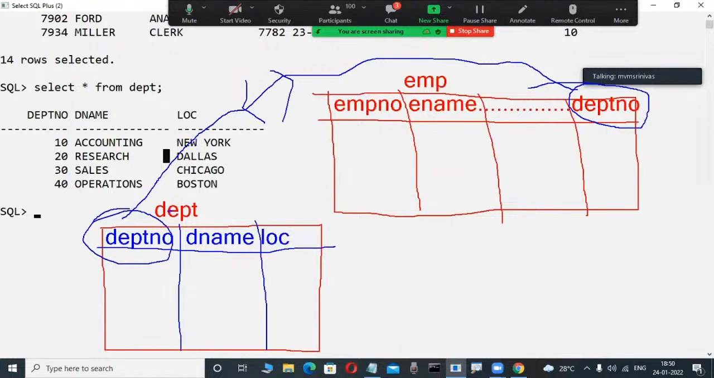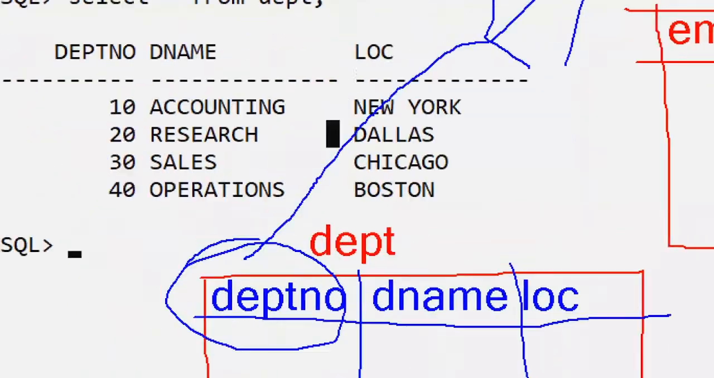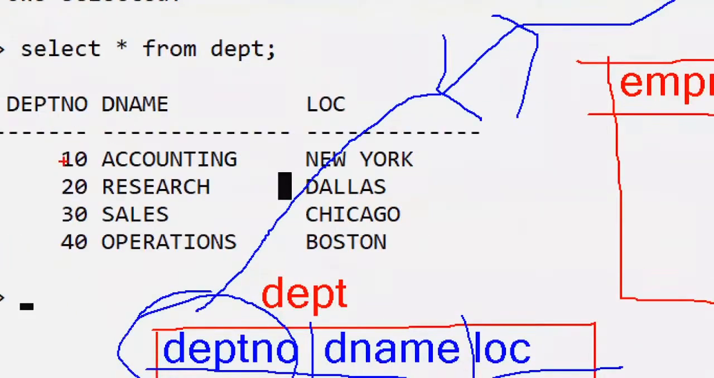Here in the DEPT table, department number is the common column, and in the EMP table, department number is also the common column. Observe the data here. In the DEPT table department number, how many times is 10 there? Only 1 time. Duplicate data is not there. Only 1 time 20 is there, 1 time 30 is there, 1 time 40 is there.